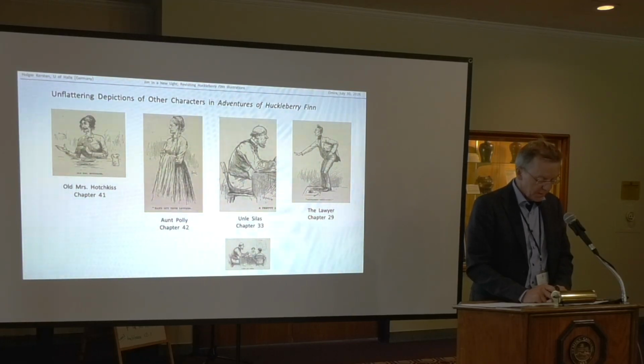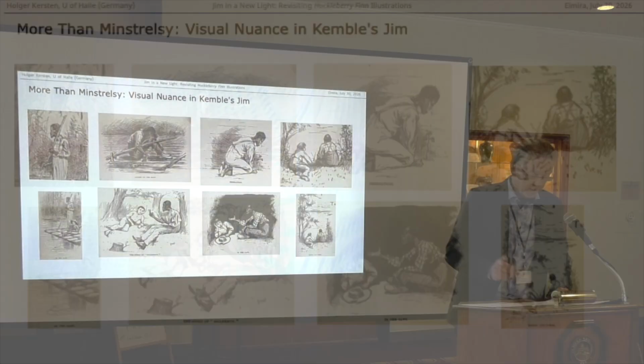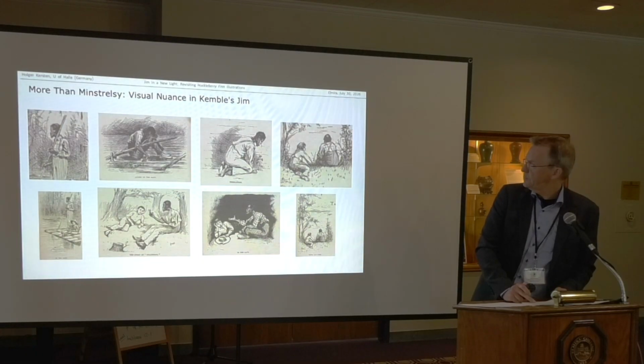Once the assumption that the illustrations are solely degrading is set aside, a number of illustrations come to the fore in which Jim is depicted as expressing a variety of emotional states: surprise, fear, grief, affection, or quiet reflection. Others depict moments of intimacy, mutual recognition, and companionship between Jim and Huck. The images collected on this slide illustrate these possibilities.